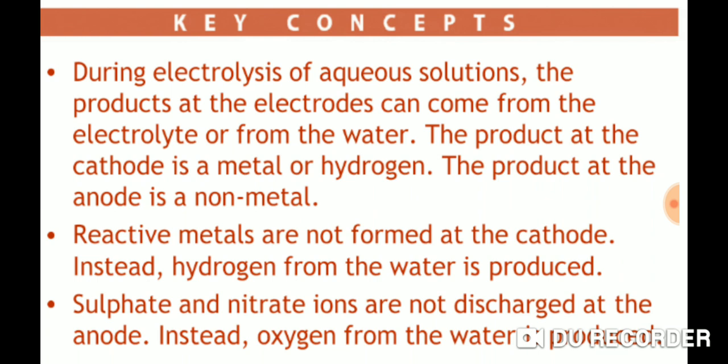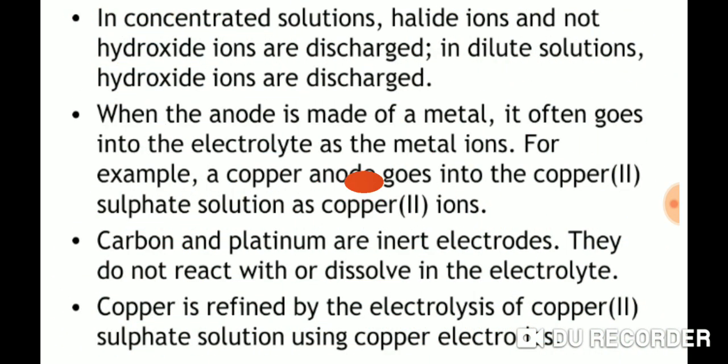Reactive metals are not formed at cathode. Instead, hydrogen from the water is produced. Sulfate and nitrate ions are not discharged at the anode. Instead, oxygen from the water is produced. In concentrated solution, halide ions, meaning halogen ions, and not hydroxide ions are discharged. In dilute solution, hydroxide ions are discharged.